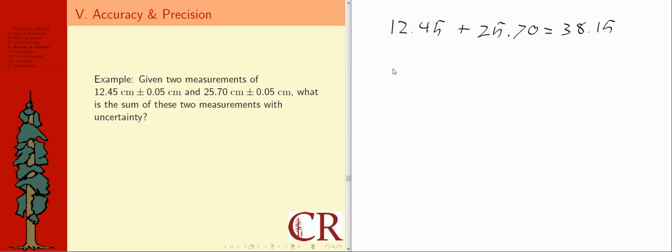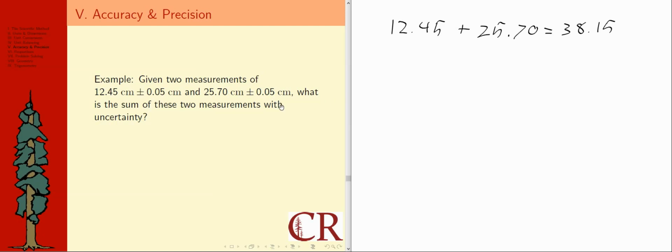So 38.15 centimeters is clearly the answer, but we want to know something about uncertainty. A really simple thing you can do is, I've got 0.05 centimeters here, 0.05 centimeters here. Our textbook suggests that a very simple way of handling this type of situation is you just add these two up. Even if instead of a sum I were taking a difference between these two, you'd still add the uncertainties because they're plus or minus. So you don't really know which way it's going to go.